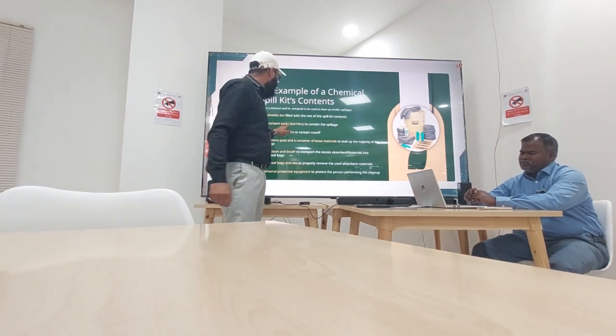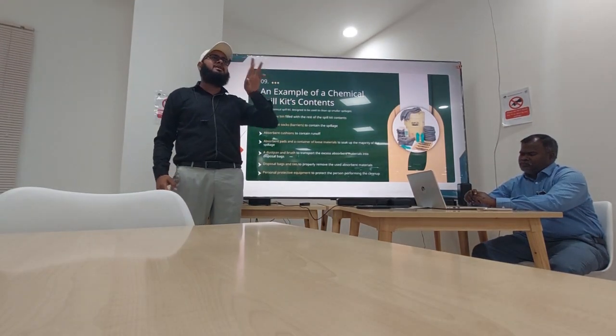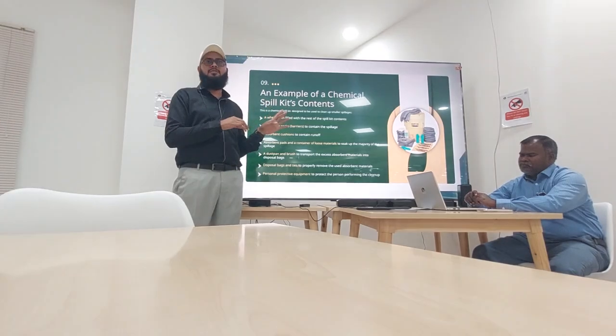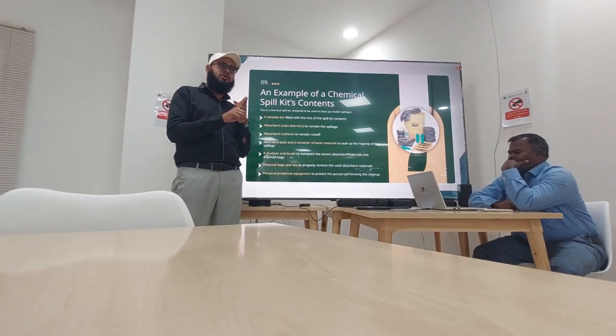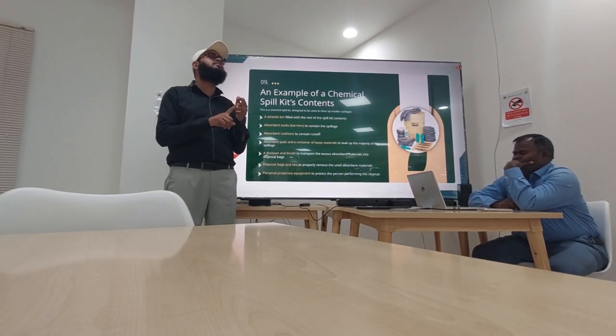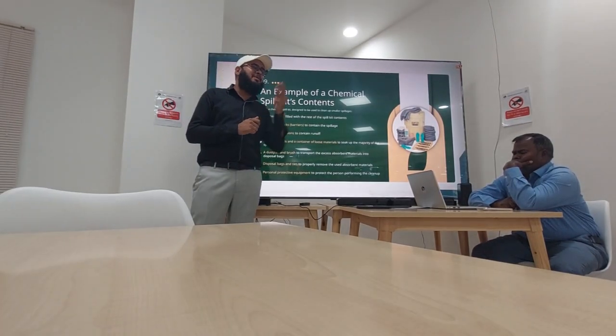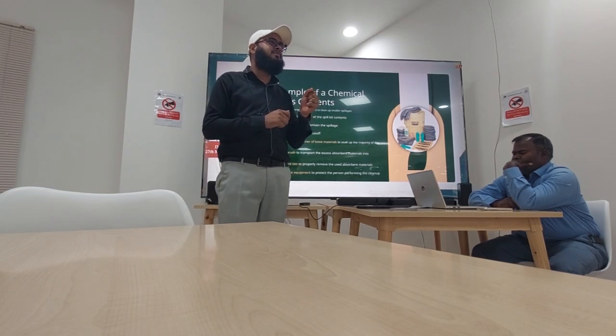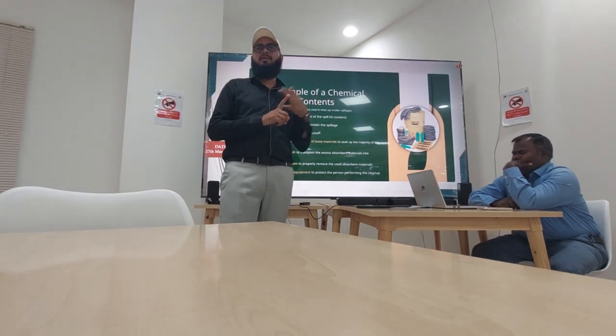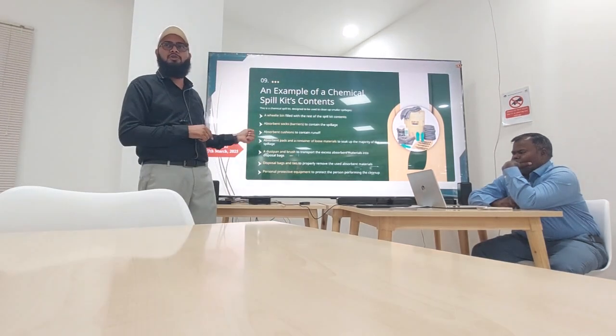Then absorbent socks. There are 3 different types of absorbents in our spill kit. One is absorbent socks, one is absorbent cushion, and one is... I'm asking you, there are 3 absorbents. Name them. Socks, okay, good. Cushion, good, and pad. Exactly. Very good. There are 3 types. I will show you that.